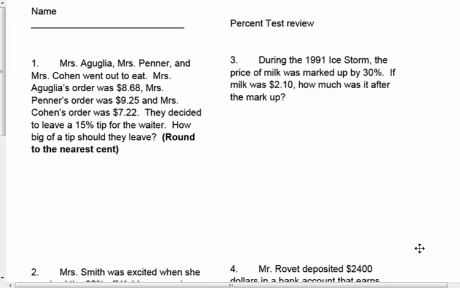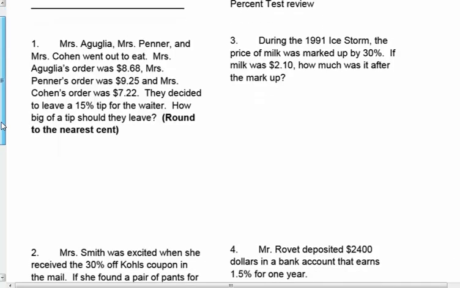Mrs. Agulia, Mrs. Penner, and Mrs. Cohen went out to eat. Mrs. Agulia's order was $8.68, Mrs. Penner's order was $9.25, and Mrs. Cohen's order was $7.22. They decided to leave a 15% tip for the waiter. How big of a tip should they leave? Round your answer to the nearest cent.